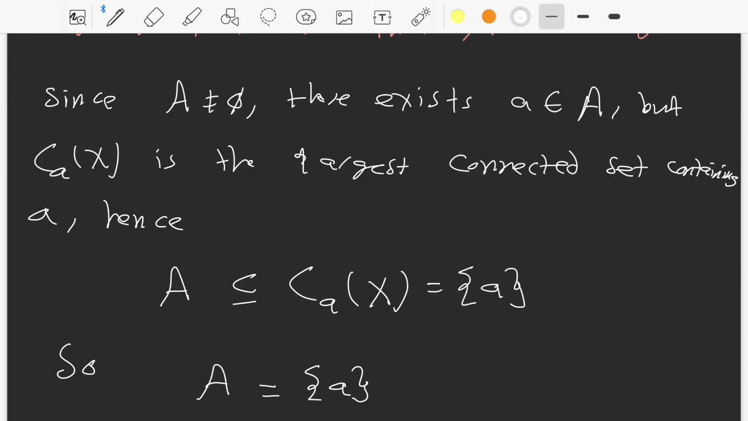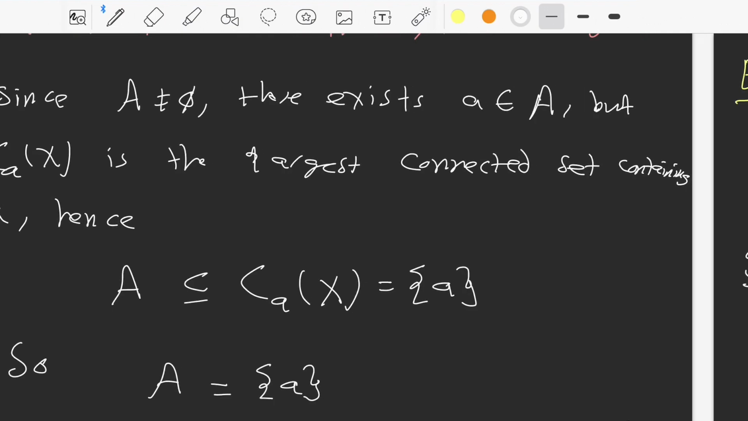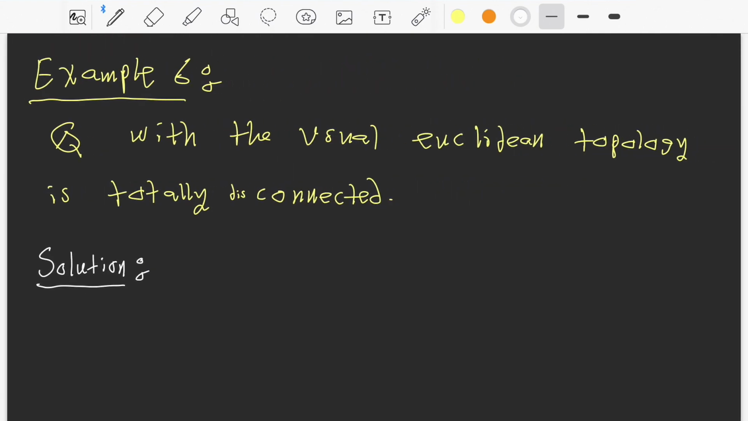Now, what we will do next is we will go over a couple of examples of famous spaces, some of them totally disconnected, some of them not. We know that, for example, the real numbers are a connected space and will not be a totally disconnected space. However, if we look at example number 6, we are focusing on the rational numbers, and the rational numbers with the usual Euclidean topology are going to be a totally disconnected space.